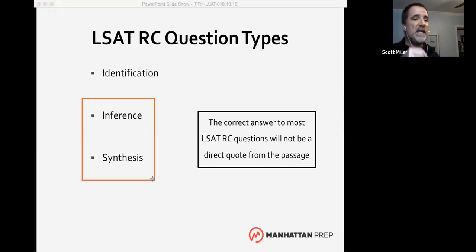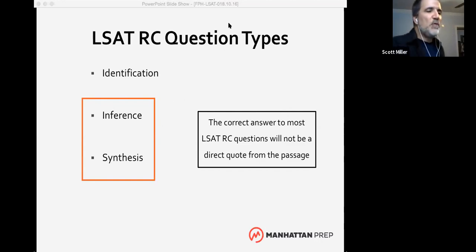So these are the three categories of LSAT reading comprehension questions. And again, the reason that you want to understand these different categories and these types of questions is because if you understand the types of questions that you're going to be asked, then you will be prepared to read the passage in a manner that will help you answer those questions correctly.